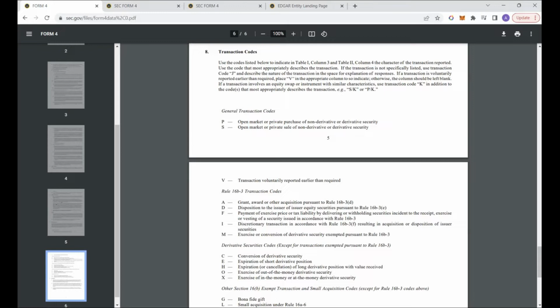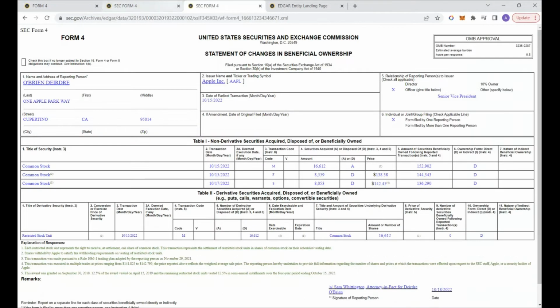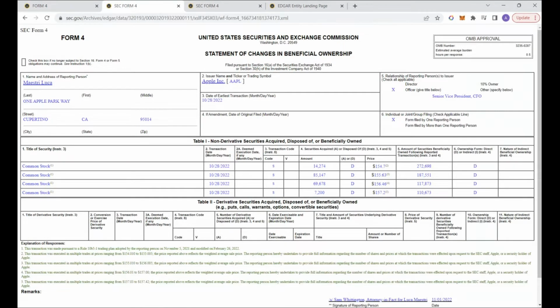So a while ago, I released a video about SEC Form 4 and how you can read insider transactions for public companies. And there were a lot of questions about transaction codes. So that's what this video is going to cover with the SEC Form 4. If you look at all these SEC Form 4s, let's just take a look at this one for the CFO of Apple, Luca. You can see under the transaction code here, it has a code for S, and that is telling you what's going on with their shares.